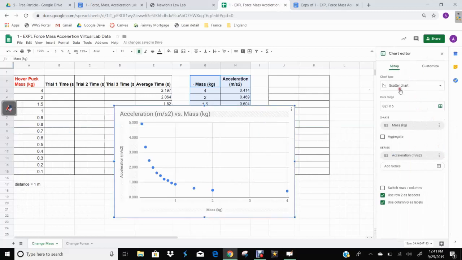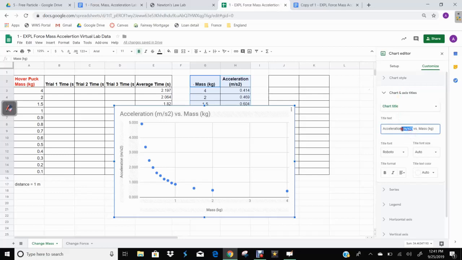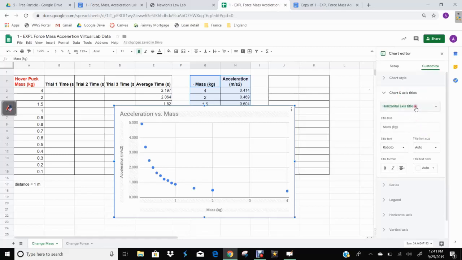We always want to go to the setup. We want to make sure we have a scatter plot, which we do. We want these 2 boxes down here checked, which they are. We'll go to customize. We want to check our chart and axis titles. In the title, I do not need the units, so it should just say acceleration versus mass. And on the horizontal and vertical axes, we do want the units, so mass in kilograms and acceleration in meters per second. Let's get a caret in there squared.